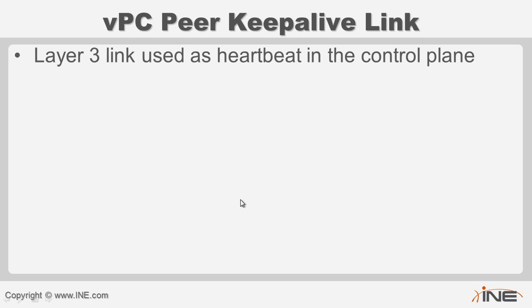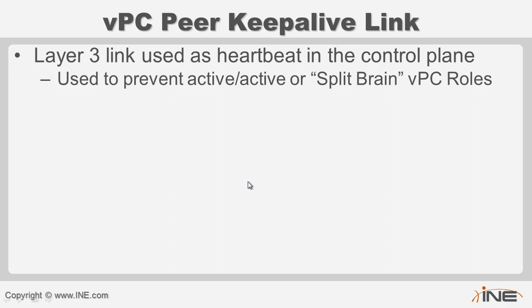So this is going to be a layer 3 interface that is going to use basically a UDP ping to figure out that both of the devices are actually currently running the VPC process. So if one of the devices crashes or there's a link failure, the peer keep alive link is going to tell us that based on just that UDP ping. Okay, this is also going to help us prevent a situation that is known as the dual active or the split brain in the VPC roles.